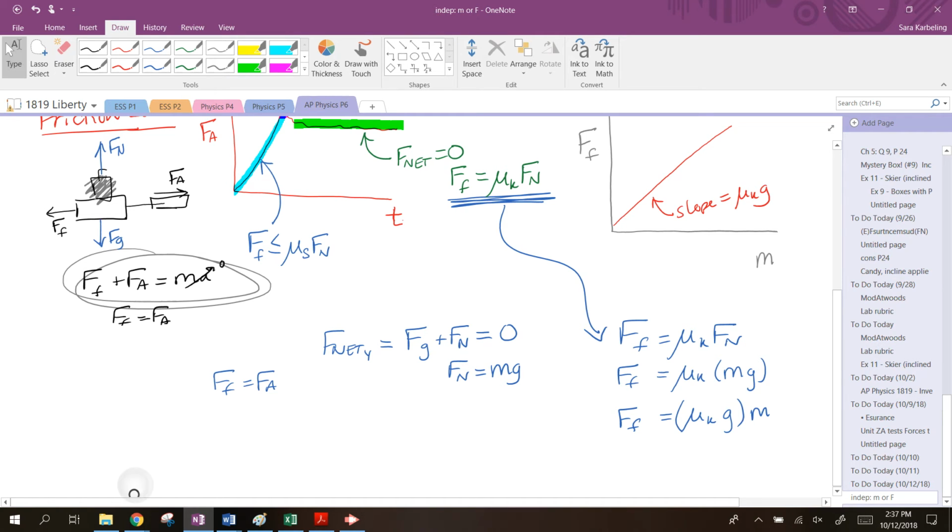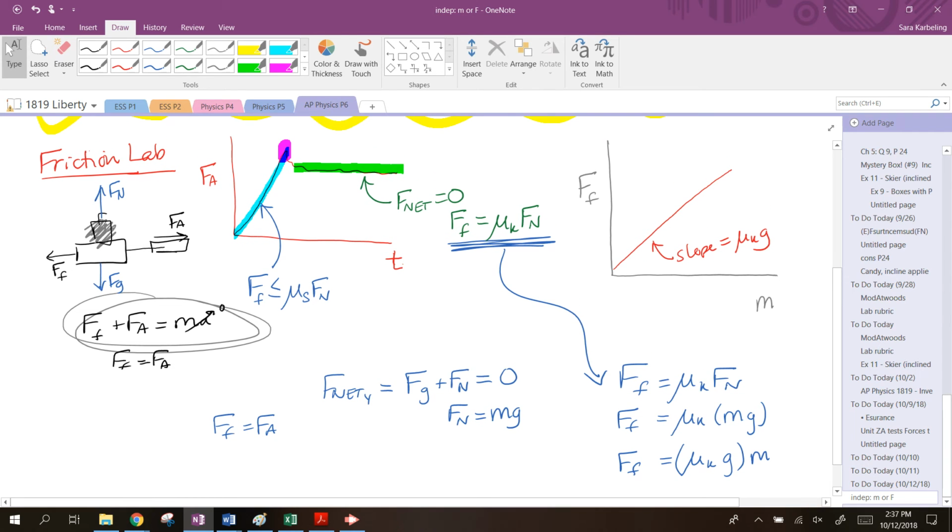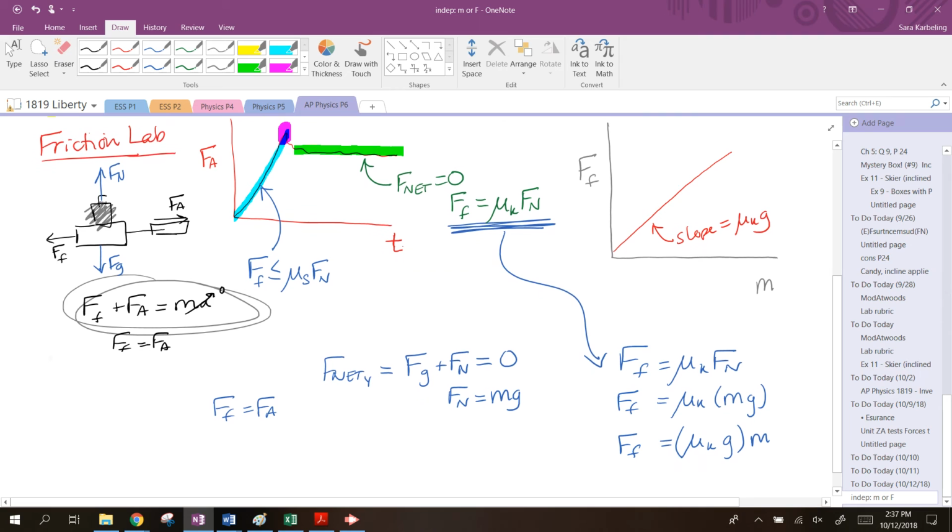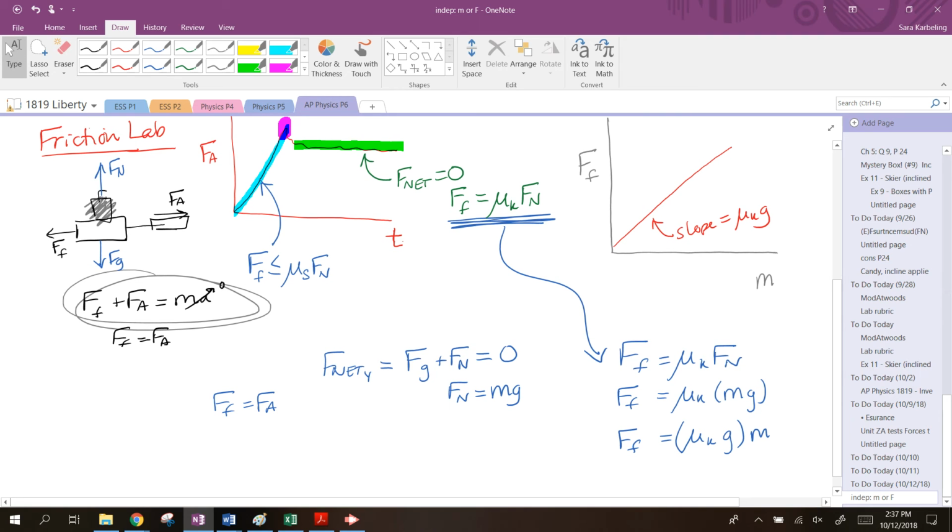Hey, I have a question. Now that you know that, if you put the other one on there too, the static friction one, what should that one look like? What should it look like? Linear. It should be a line.